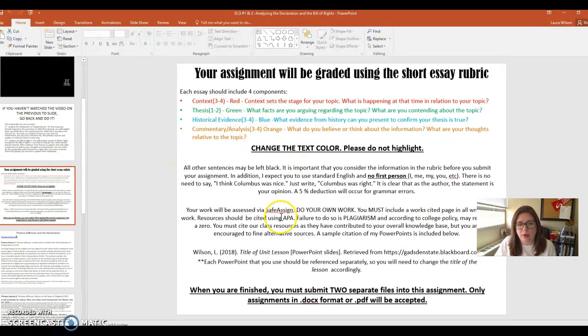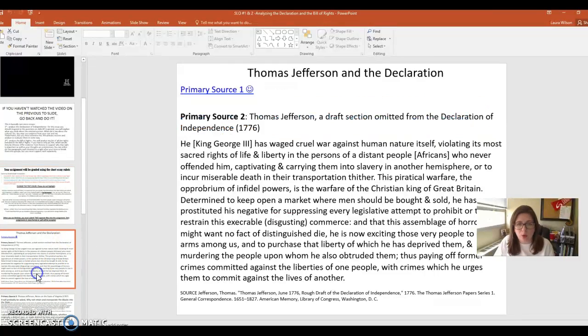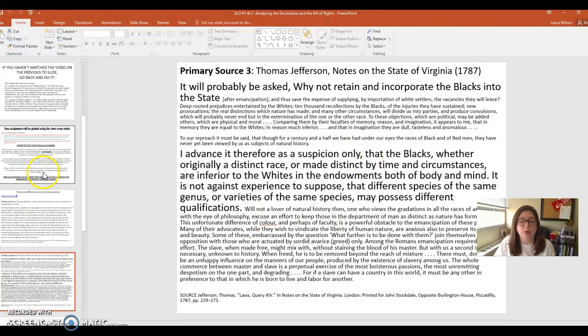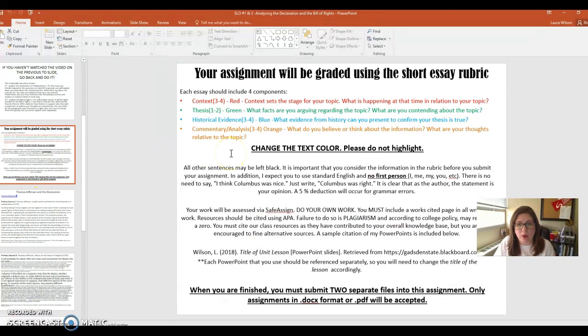Then your historical evidence. What quotes from the primary source 1, from your text, from my PowerPoints, what evidence can you point to? Can you look back and say, wow, this is how TJ felt because? Is it about his mistress? Is it about his first childhood memory? All those things we've talked about.